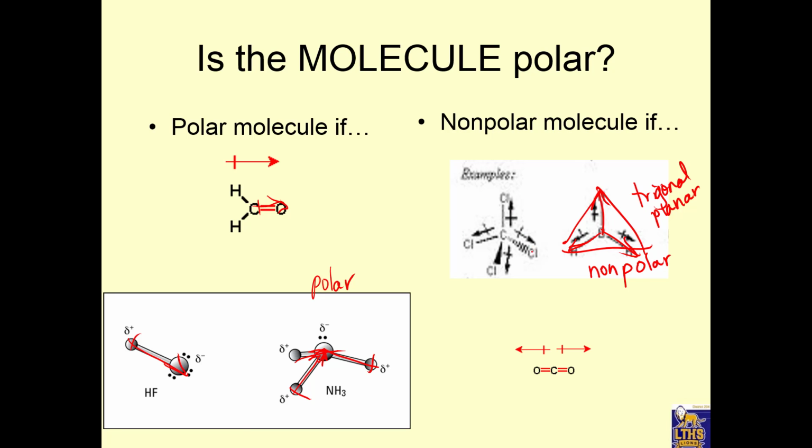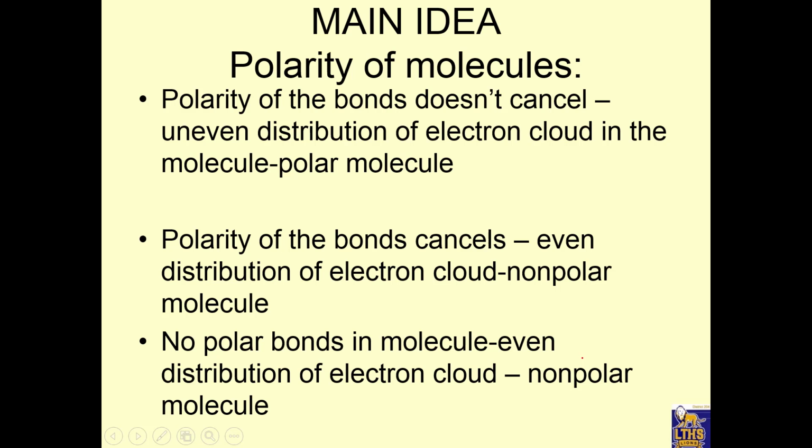Here again, we have polar bonds, but they point to the corners of a tetrahedral. All right, we got the corners of a tetrahedral. And so it's a nonpolar molecule because those polar bonds cancel out. Same with carbon dioxide. All right, so here's the main idea.